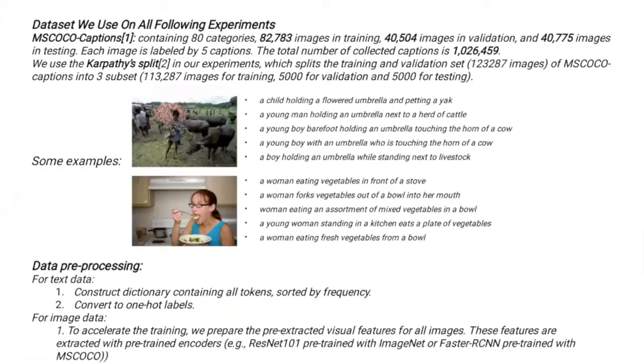Part 3. Experiment, verify, and explore on image caption. Dataset. The dataset we use is MS COCO. It contains 80 categories, with thousands of images in training, validation, and testing. Each image is labeled with 5 captions. Some examples are listed here. For data pre-processing, we prepare the pre-extracted visual features for all images. These features are extracted with pre-trained encoders.